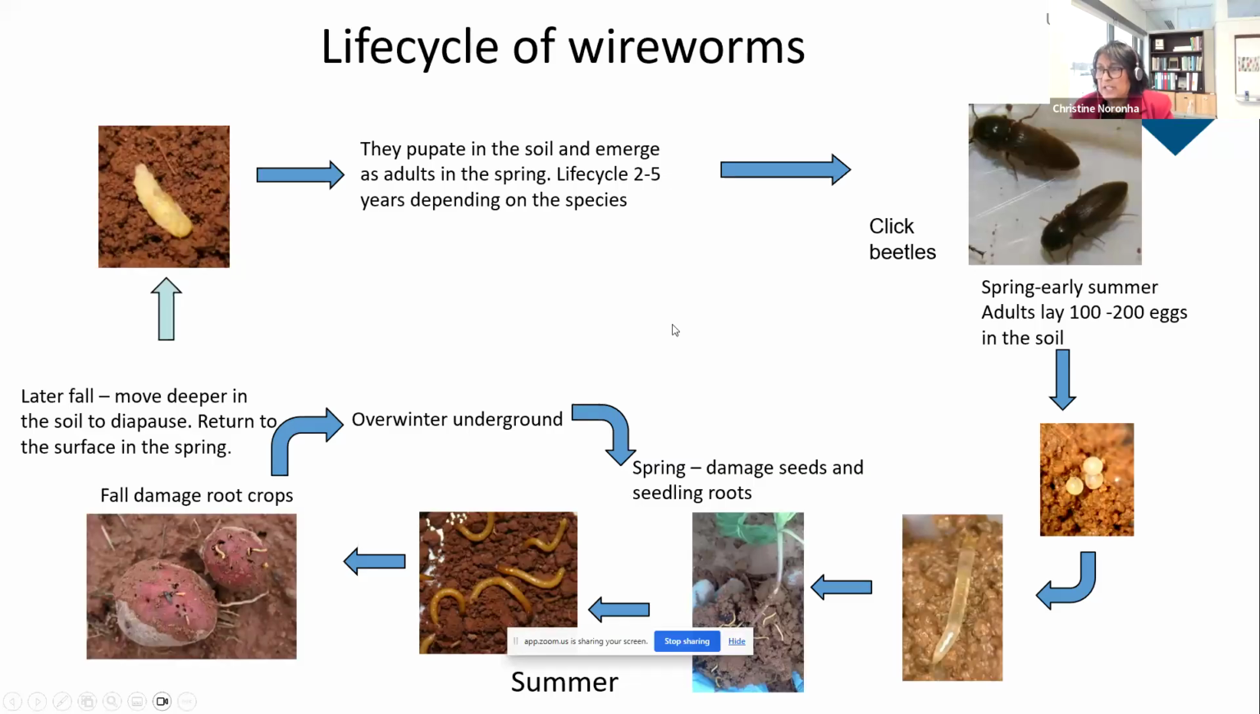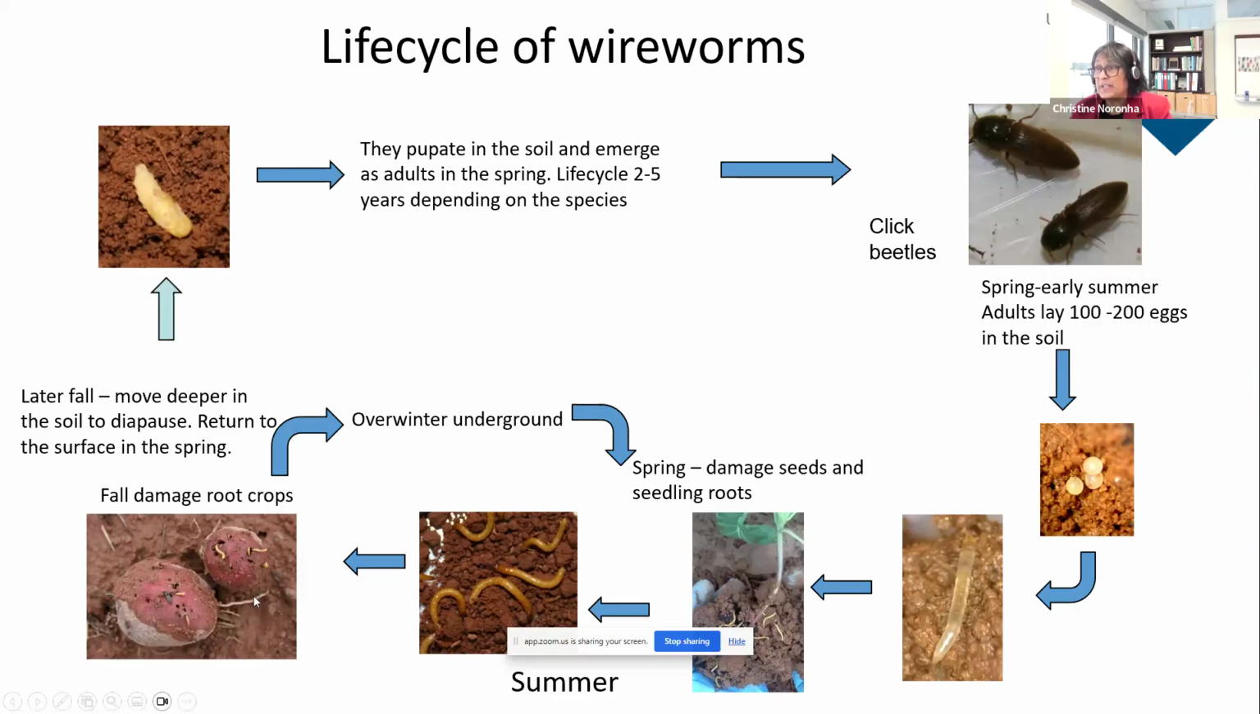A little bit about the life cycle of this insect. It's this life cycle that makes it so problematic. The adults, the click beetles, emerge in the spring. They will lay their eggs, and then the eggs hatch, and the larvae start feeding on the roots and seeds of plants that are available to them in the field. They'll feed all summer long, and they'll grow as they feed. And then in the fall, they will feed on potatoes and other root crops that are available to them.